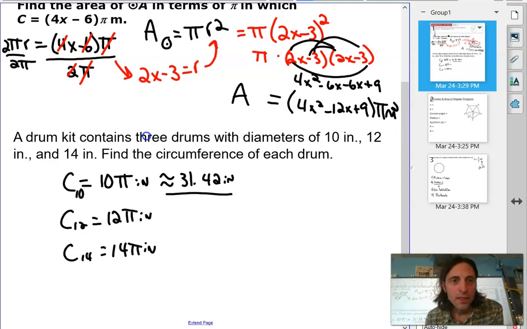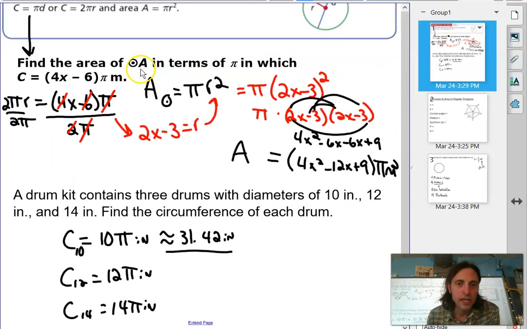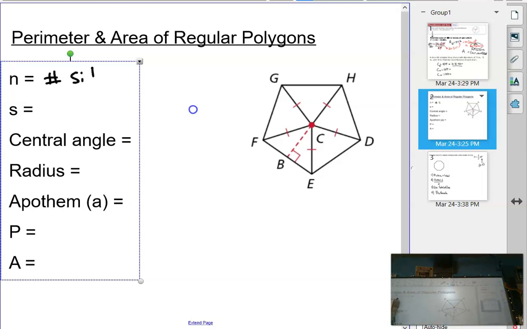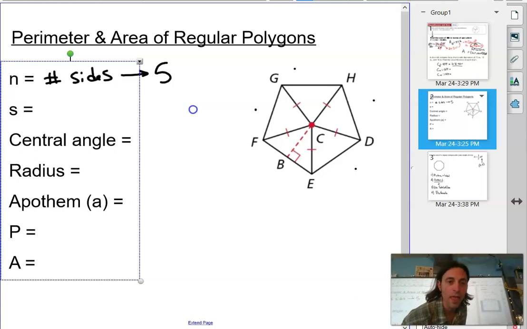Now, the next thing we need to talk about is regular polygons. Just to recall, a regular polygon has all the same side lengths and interior angle measures. Let's review some vocabulary. N refers to the number of sides. In this problem, there has to be 1, 2, 3, 4, 5. In this example, there are 5 sides. S is the length of each side.